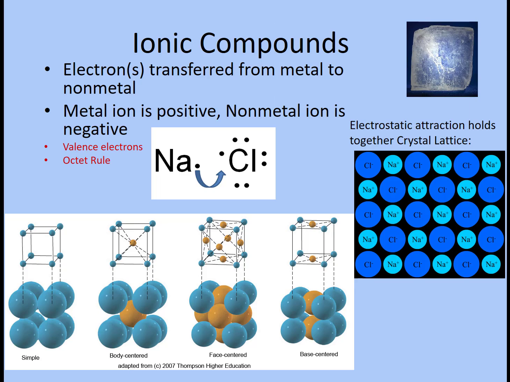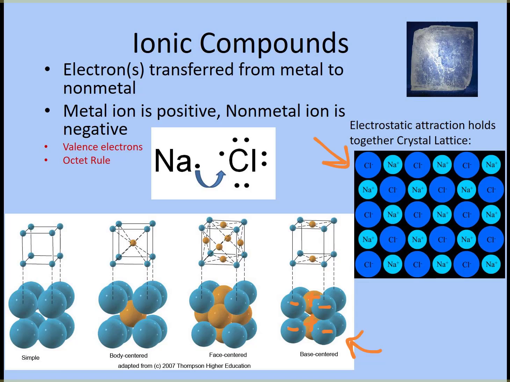Let's look at ionic compounds. In your ionic compound, its crystal lattice is just composed of the cation and the anion repeating over and over again. In the unit cells, that's where you see these ions. When they are put together, the negatives are not by each other and the positives are not by each other. They are separated out.